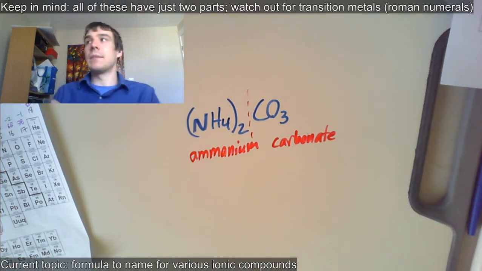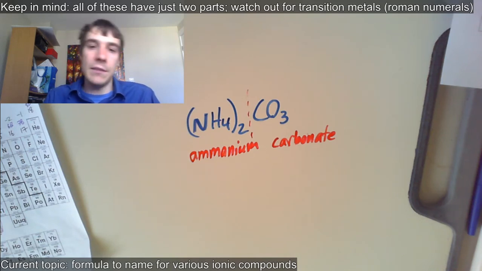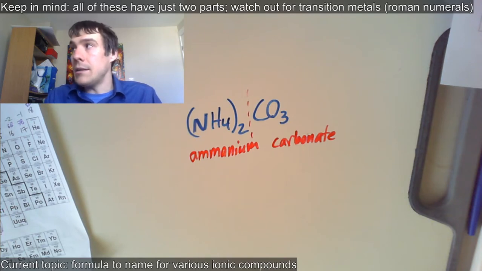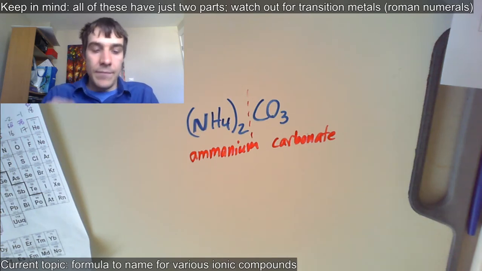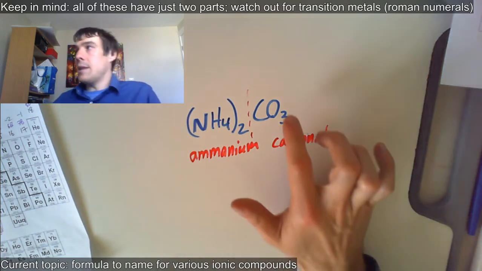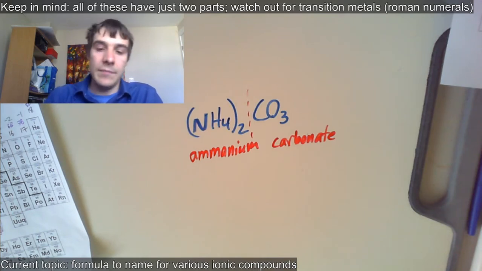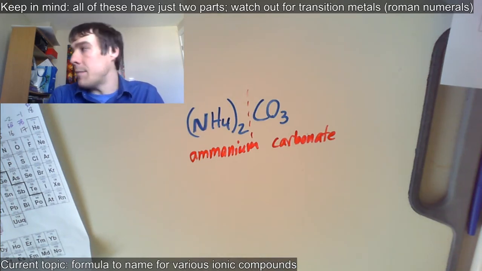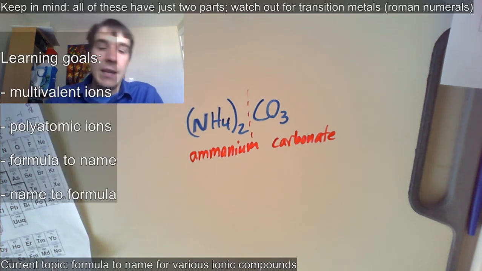When you do a lot of practice problems like this, you just learn that that's carbonate, that's ammonium, that's sulfate, that's sulfite, that's nitrate, and things like that. So that's going from the formula to the name for various ionic compounds, including polyatomic and multivalent ions. So keep in mind this little splitting it, that they're all binary. That's a good thing to keep in mind. I'm going to pause, and our last thing is going to be going from the name to the formula.